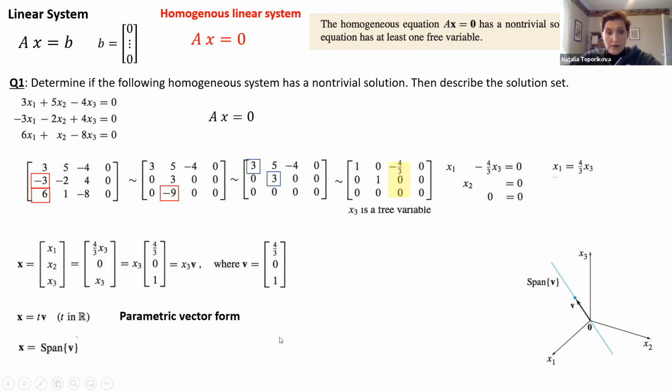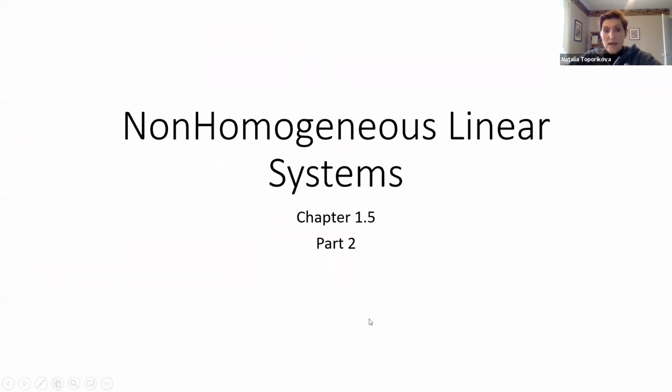So one way or another, we found the solution, and you can write it down in these three different forms. Which one is up to you, but the solution exists. And next time, in part 2, we will talk about non-homogeneous systems.